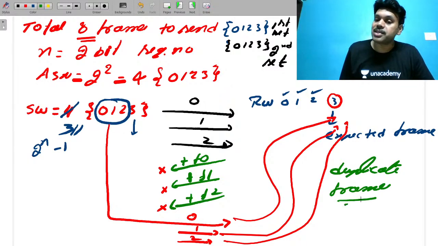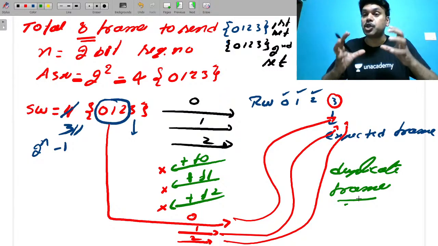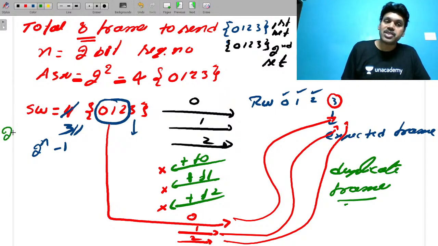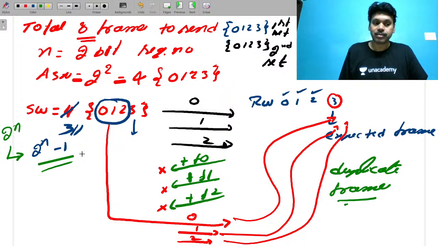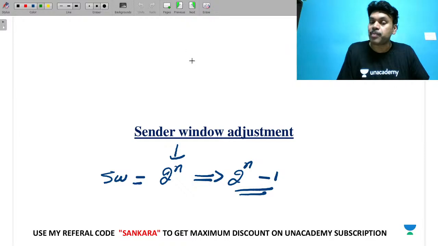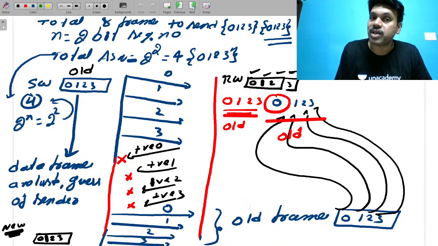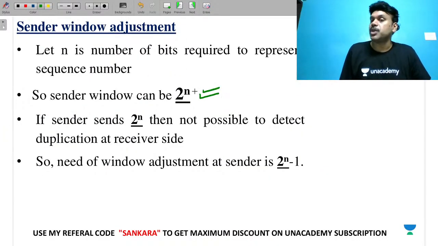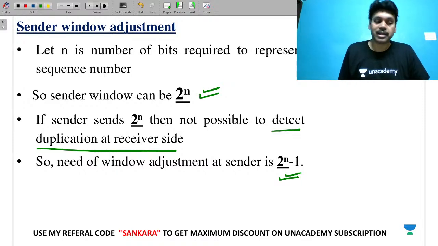This is how the receiver provides a facility to detect the duplication of the frame at the receiver. That's why your 2 power n is adjusted to 2 power n minus 1. Understand, my dear friends? This is how the sender window size is adjusted from 2 power n to 2 power n minus 1 to detect the ambiguity of the frames on the receiver side. So I need to send actually 2 power n, but I am not sending 2 power n. I am restricted to 2 power n minus 1 to handle the duplications at the receiver side.